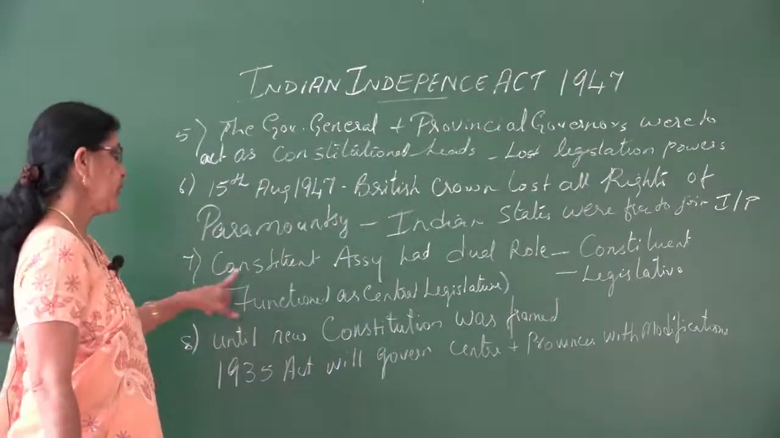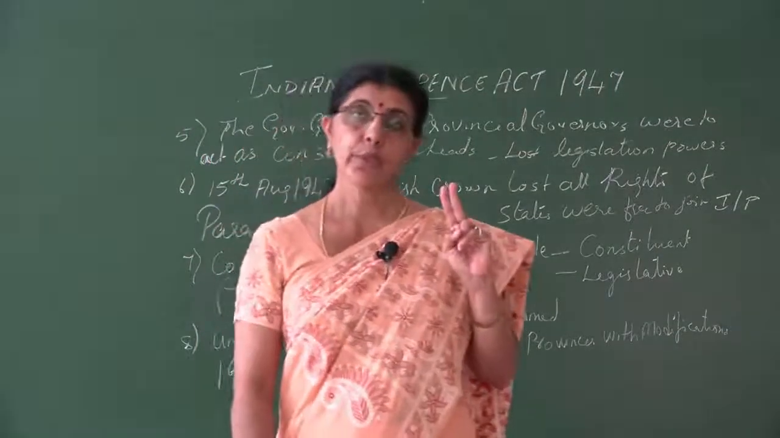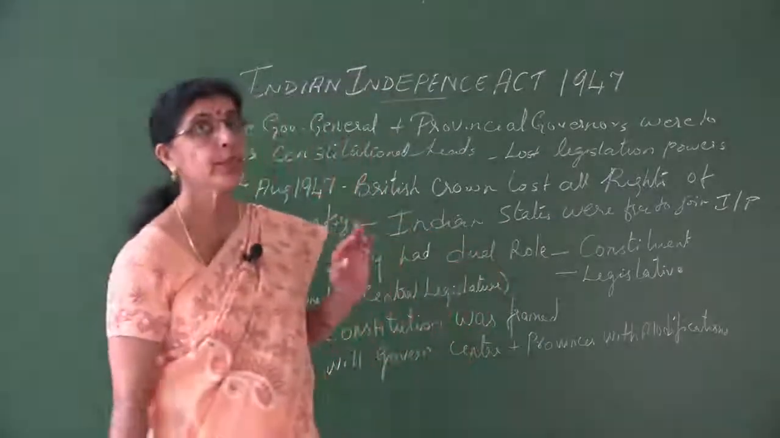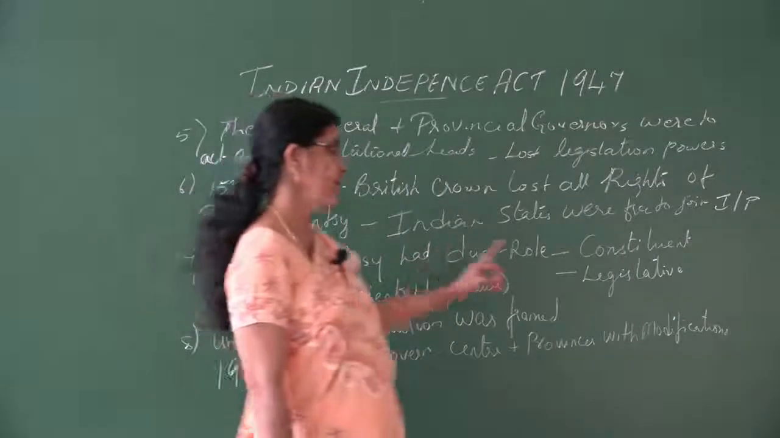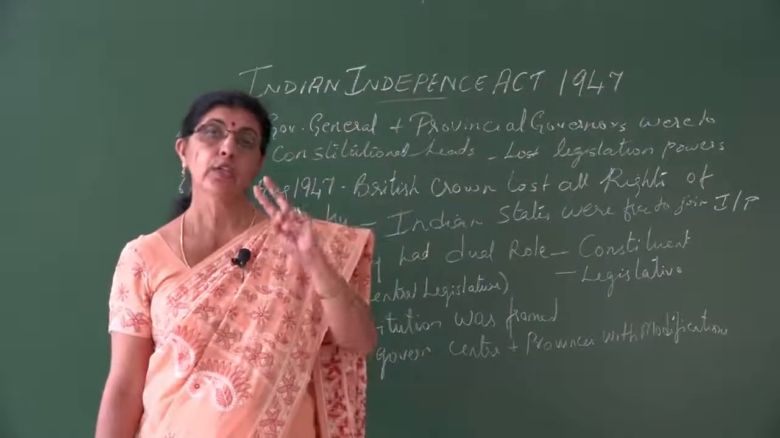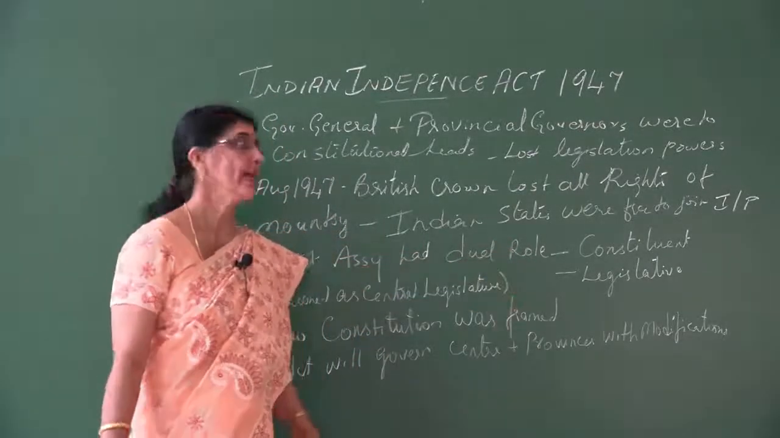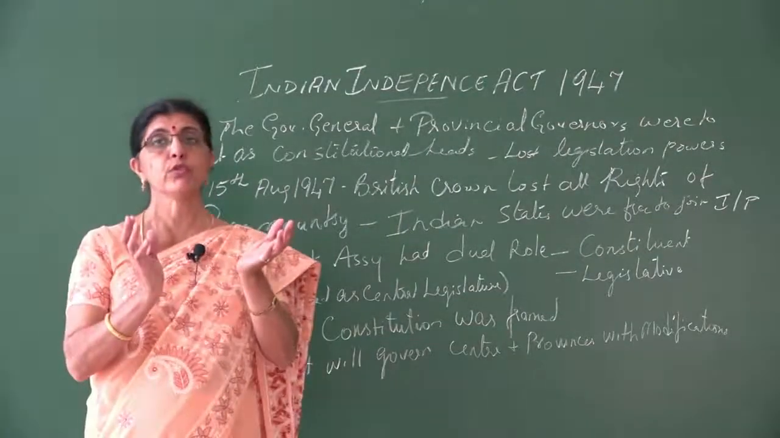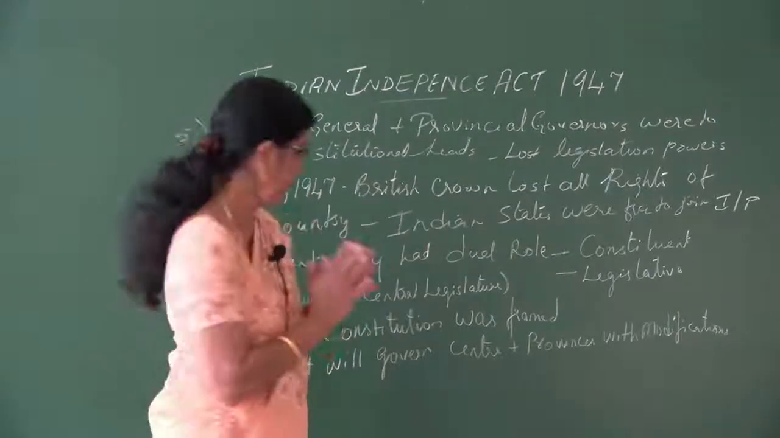Next point is that the Constituent Assembly had a dual role. The Constituent Assembly was to be framed, and it had to make laws, that is the legislative principles. At the same time, it also had to make the constitution. So it had to play a dual role, both constituent as well as legislative. It was supposed to work as a central legislature. It was all in one.